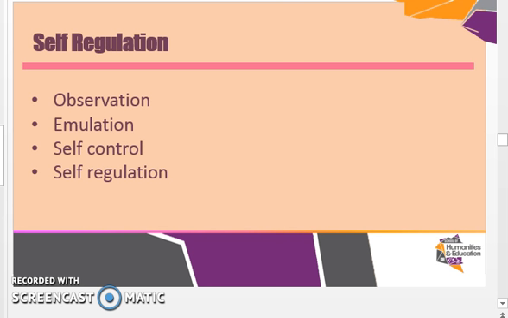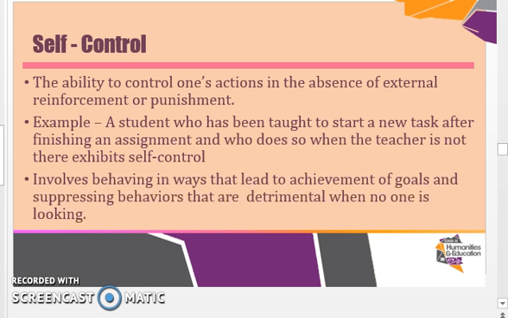In the process of self-control, the student is able to control their actions in the absence of external reinforcement and punishment. So a student who has been taught to start a new task after finishing an assignment, and does so when the teacher is not there, exhibits self-control. It involves behaving in ways that lead to achievement of goals and suppressing behaviors that are detrimental when no one is looking. That would be great for your classroom management, right?